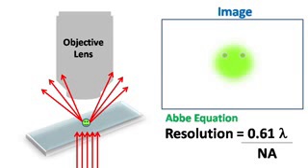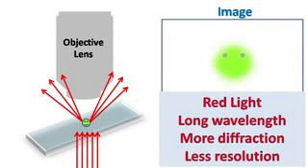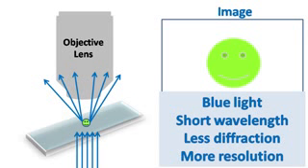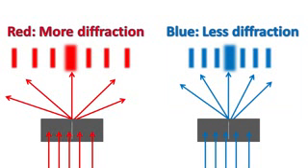The resolving limit of the light microscope is given by Abbe's equation, and according to this, the value is roughly 200 to 250 nanometers depending on the wavelength of light used. The red light suffers maximum diffraction because of its large wavelength, and hence the resolution obtained is low, while the blue light suffers less diffraction because of its short wavelength, and hence the resolution obtained is high. So the idea is, if we have less wavelength, the diffraction will be less and resolution will be high.